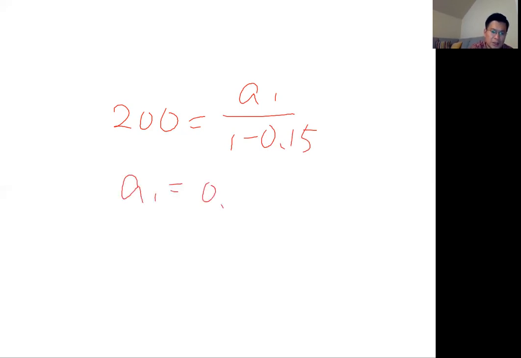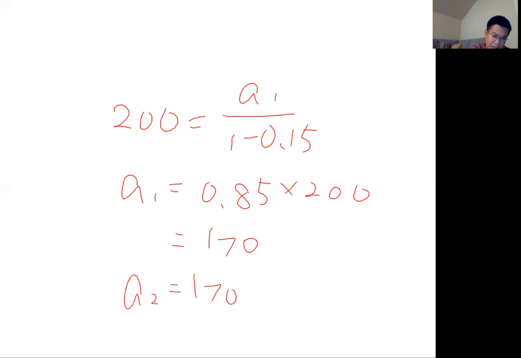So the question says the sum is 200. So the sum itself is 200. And then the common ratio is 0.15. So we don't know A1, and we know the ratio is this. So A1 is now 0.85 times 200, which is 170. And then our question is the second term that you can find. So A2 is 170 times R, which is 0.15. Then it becomes 25.5.